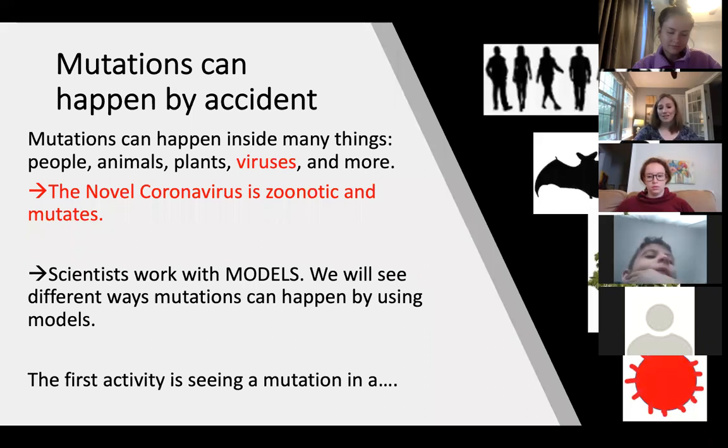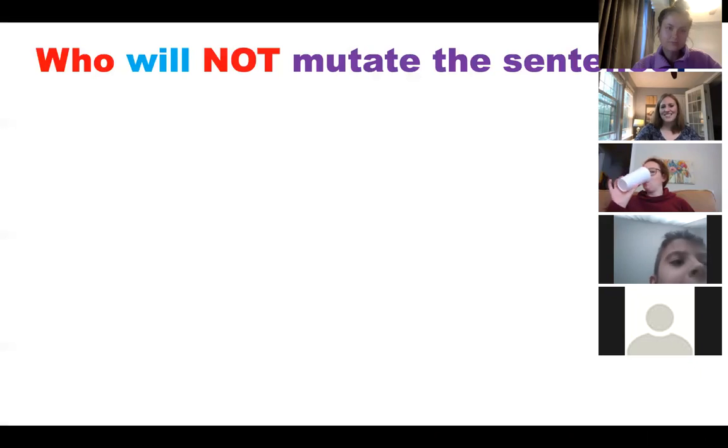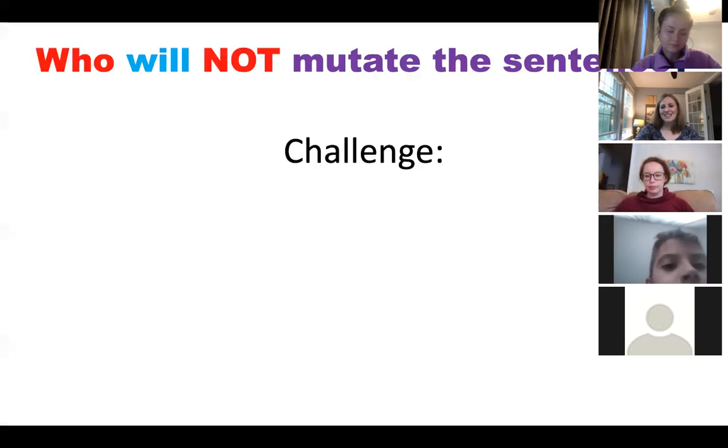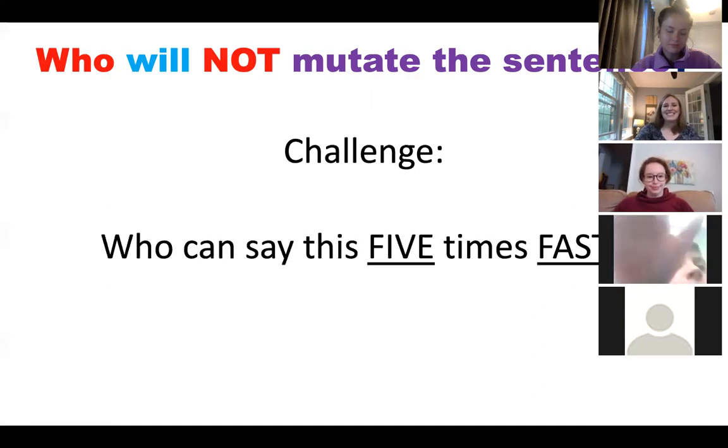Let's use a model sentence to demonstrate a mutation. Okay. And so if I can ask maybe Miss Bailey, if you can please try to not mutate this sentence, not change this sentence, but it's going to be honestly very difficult. Let's try it. So can you say this sentence 5 times fast?